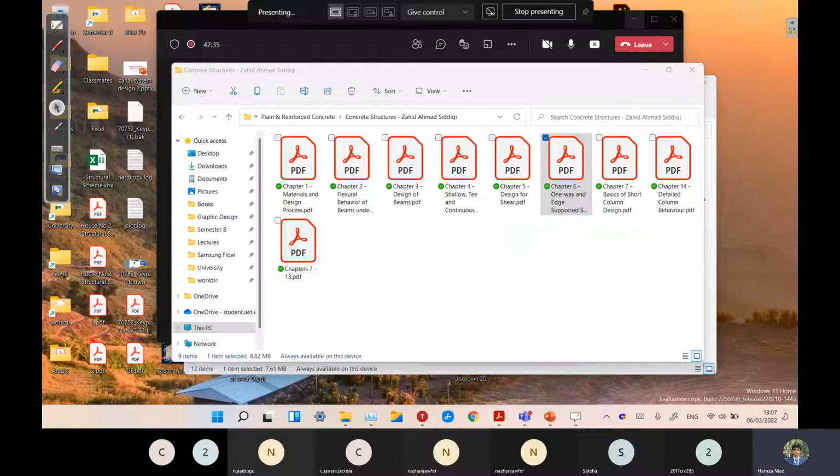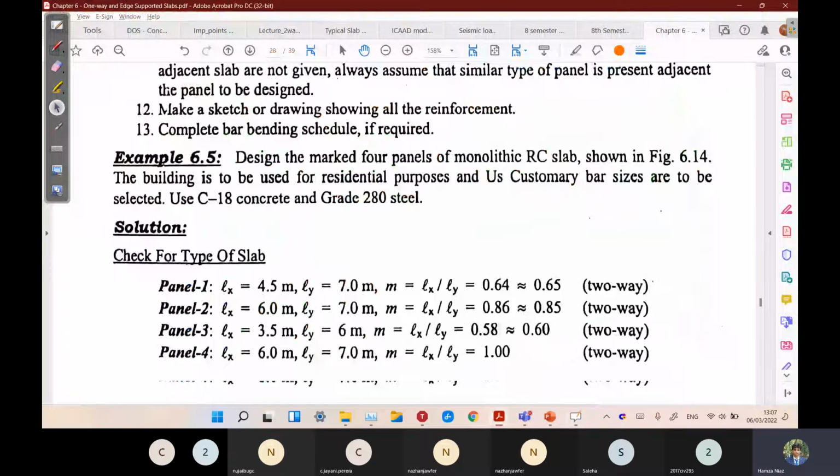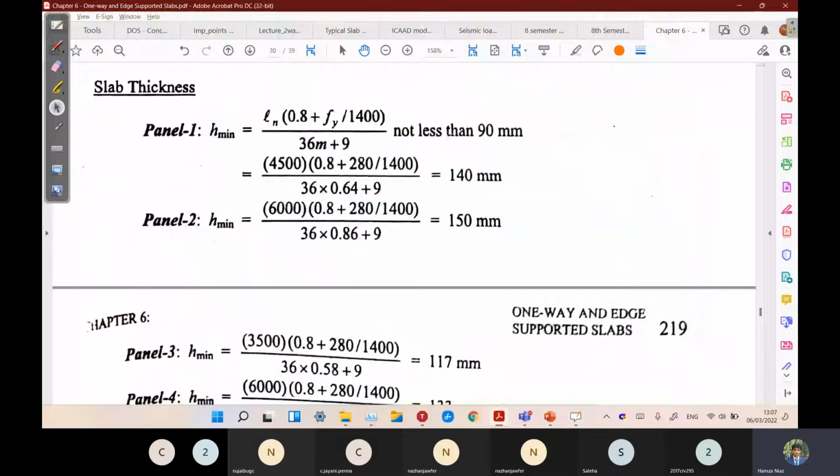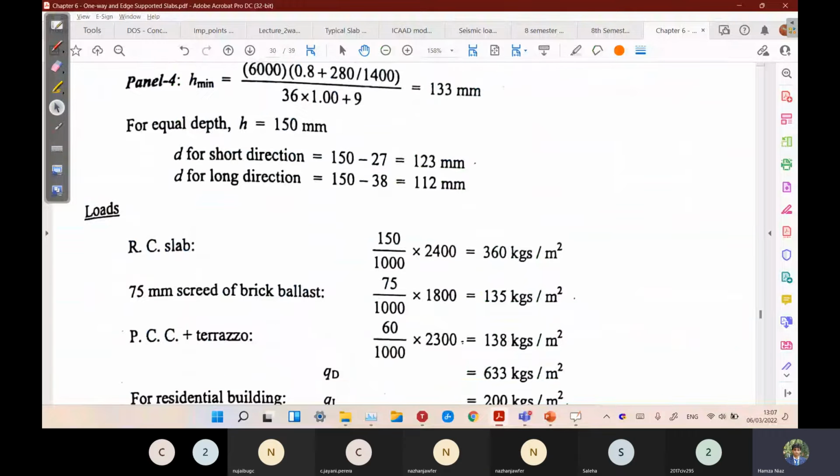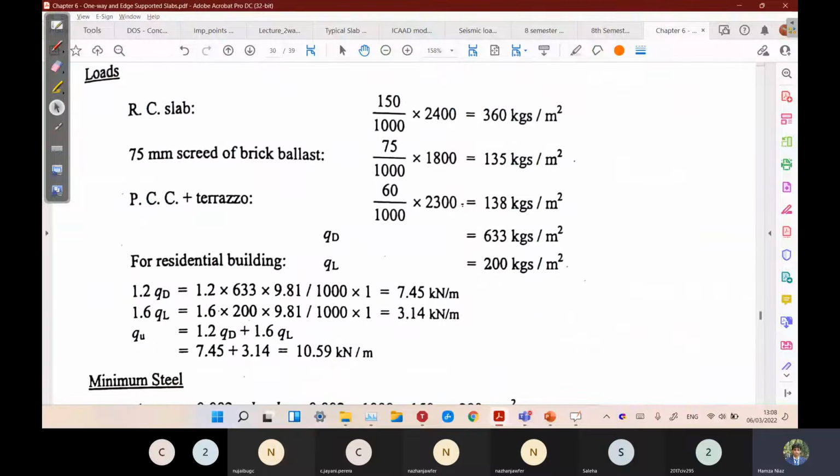If we go through here, we find there are many panels in the paper, but only one panel would be given. So we have to calculate H minimum for one panel, and D in the short direction and D in the longer direction. We calculated that. Then we calculate the loads exactly like a beam.